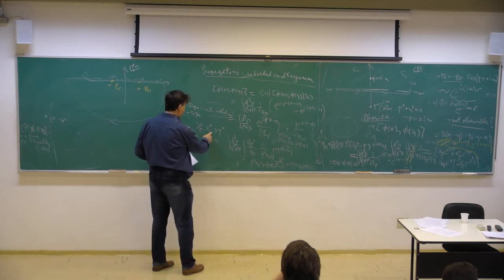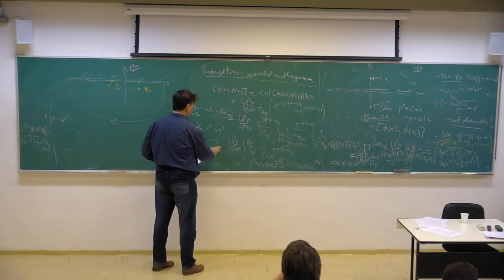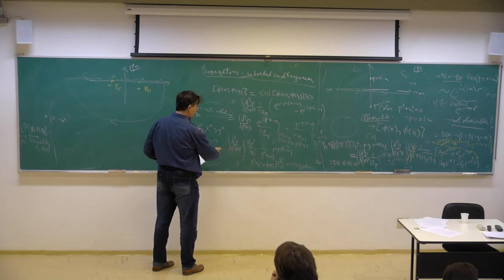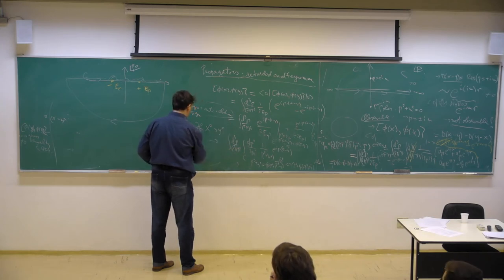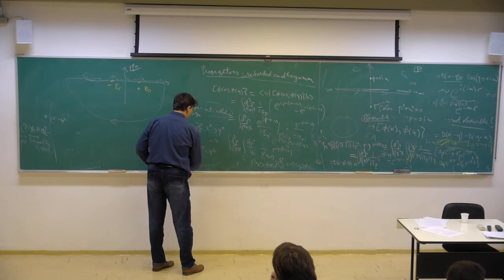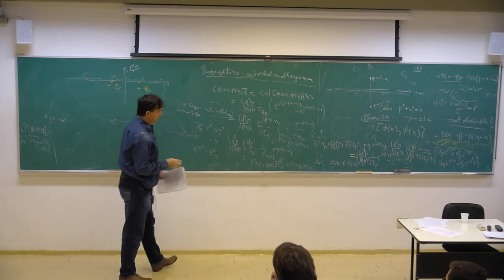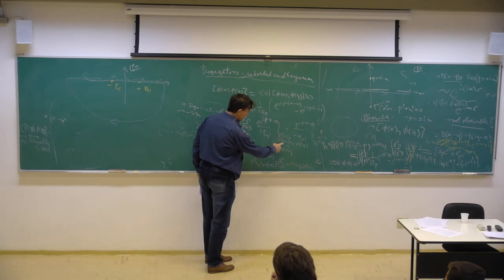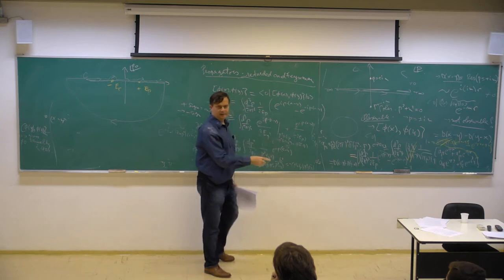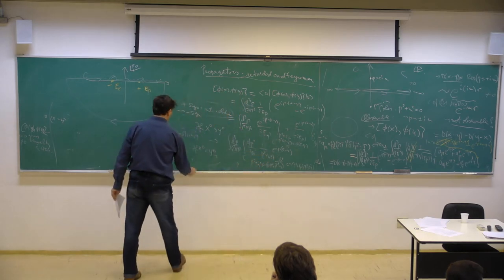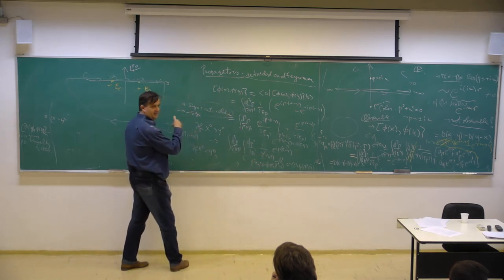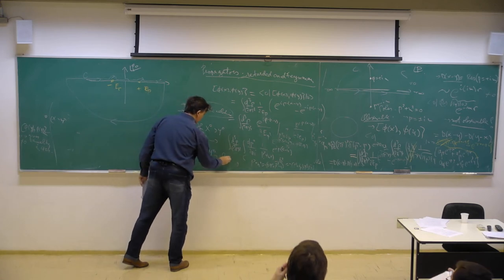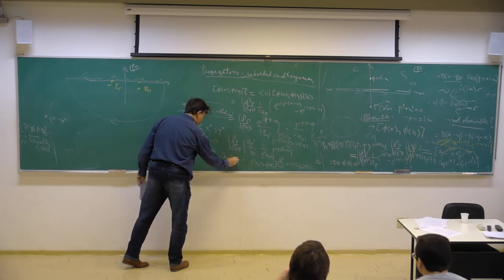So if x0 is greater than y0, we get this result. On the other hand, if x0 is less than y0, then what do we need to do? Well, if x0 is less than y0, this is negative, and I get e to the plus i something. So then I need to close the contour in the upper half plane.